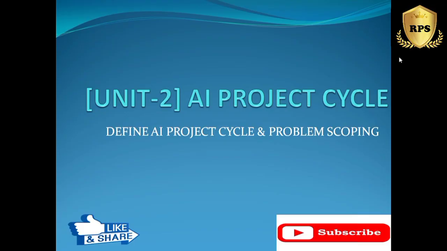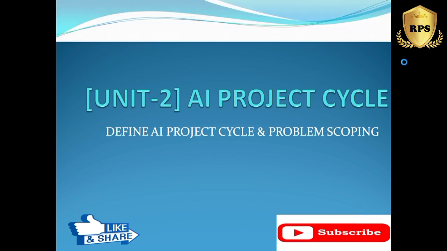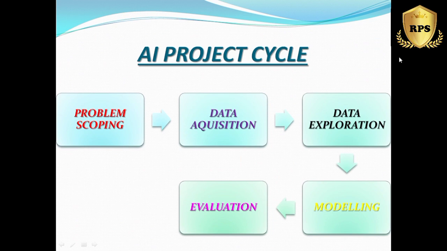So here is our screen, and our second unit is AI project cycle. In this video we will define the AI project cycle and what problem scoping is. We will discuss both these points. Mainly, the AI project cycle consists of 5 steps. First, problem scoping; second, data acquisition; third, data exploration; fourth, modeling; and fifth, evaluation.